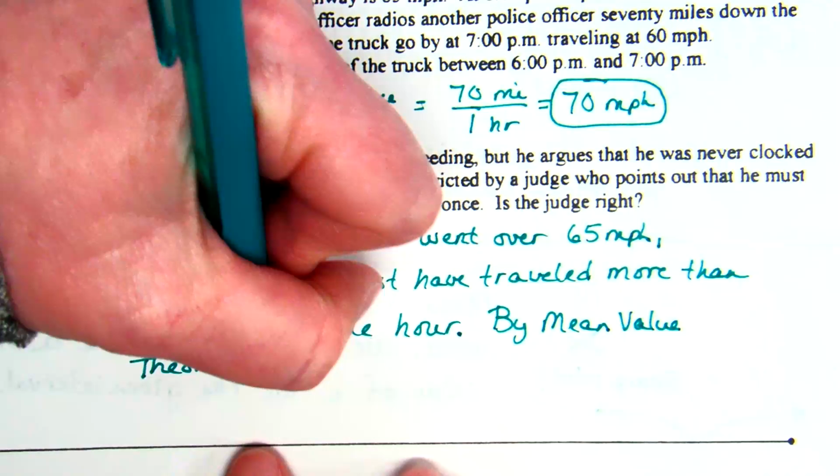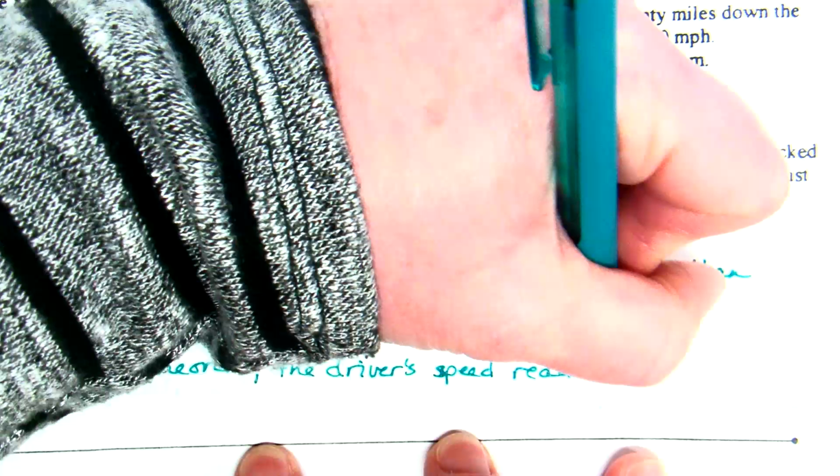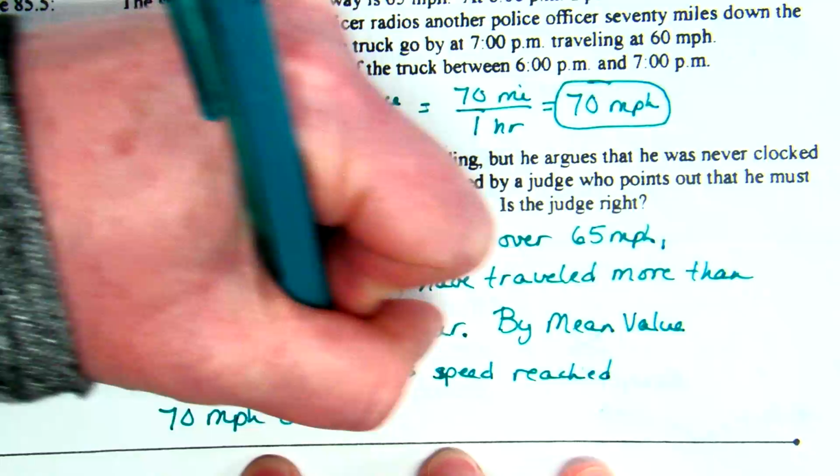I'm going to say, by mean value theorem, the driver's speed reached 70 miles per hour at least once. A little evidence.